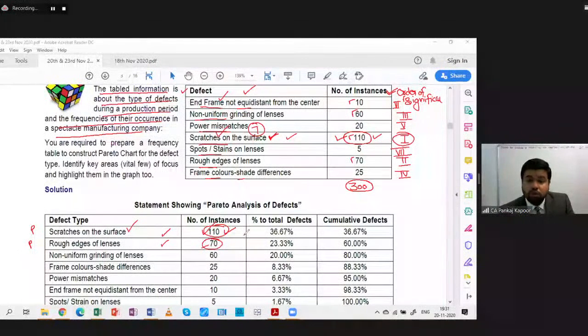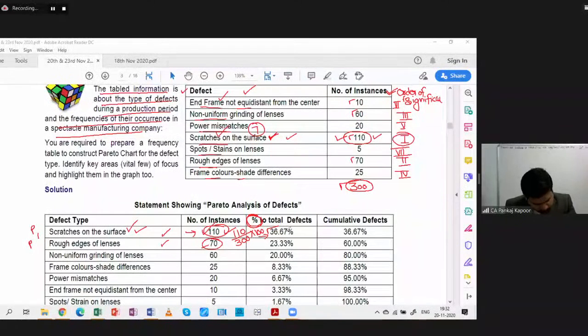Now, the total number of defects is 300. Problem 1 causes 110 times out of 300. Can anyone tell me what is the percentage? What is the percentage of the defects caused by scratches? The percentage caused by the scratches is 36.67%. How did I compute it? 110 divided by 300 times 100. This will give you the answer of 36.67.